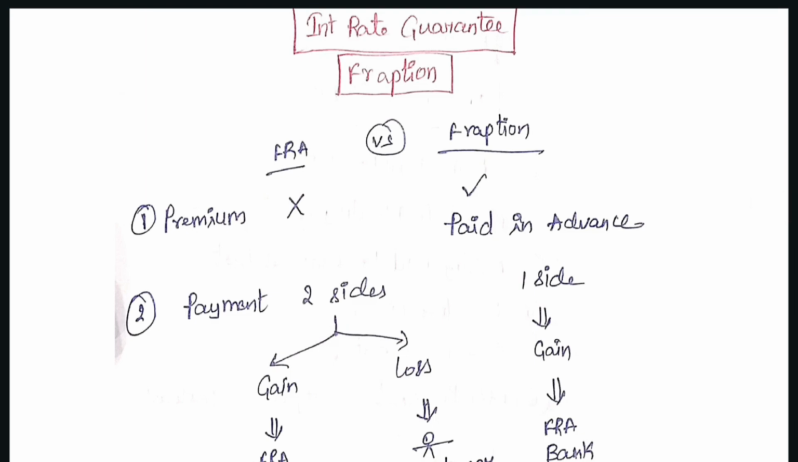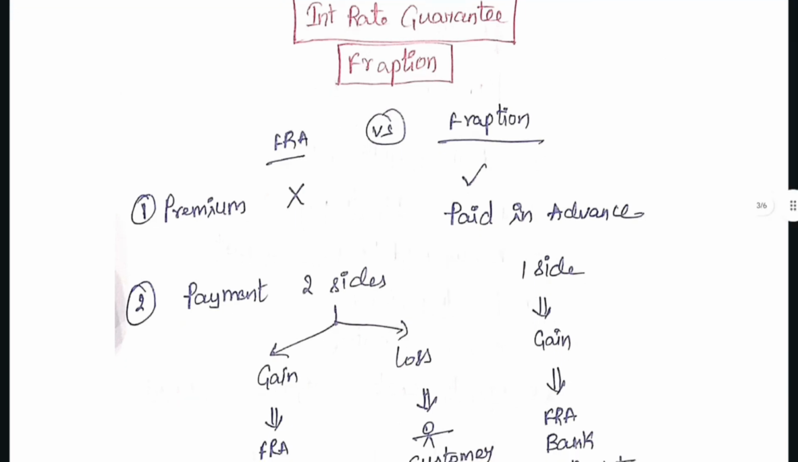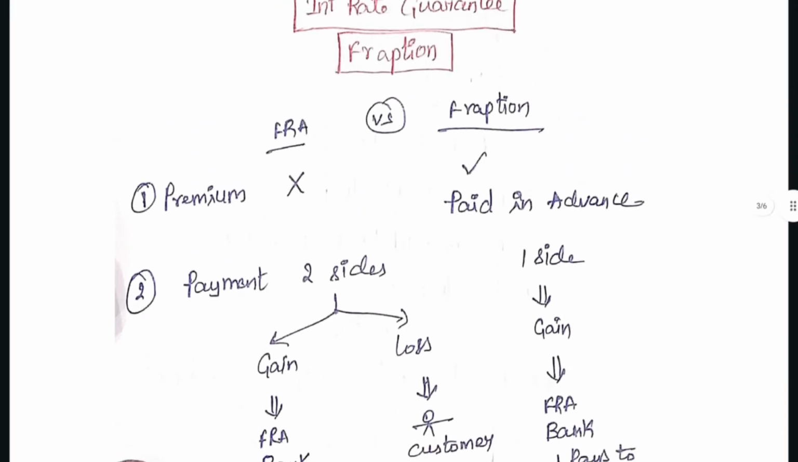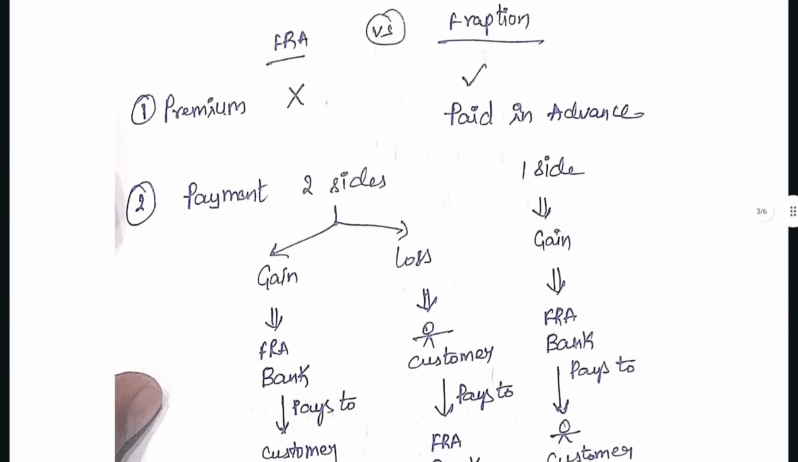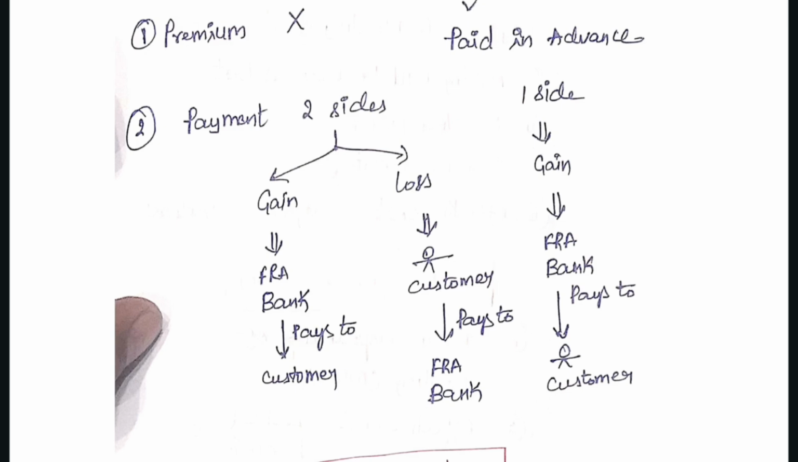Interest rate guarantee or FRAction. Forward rate agreement versus interest rate guarantee. In case of forward rate agreement, there will be no premium. In case of an interest rate guarantee, premium will be paid in advance. In a forward rate agreement, payment will be done on two sides. In case of gain, the FRA bank pays the customer. In case of loss, the customer pays the FRA bank. But in case of an interest rate guarantee, only one side payment will be there, only in case of gain. In case of gain, the bank will pay the customer. In case of loss, there will not be any payment from the customer to the bank.